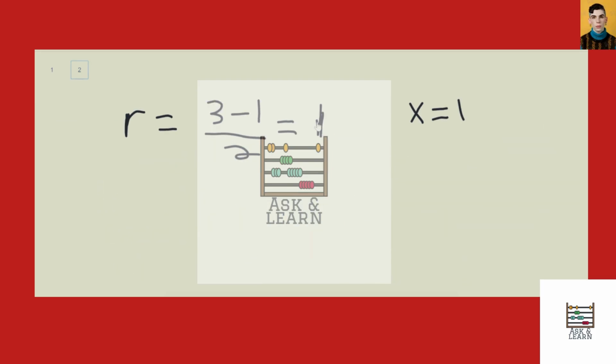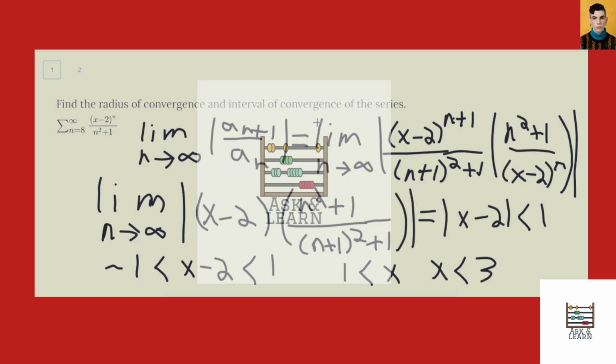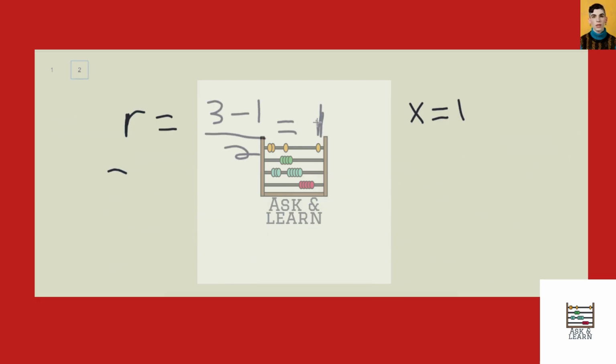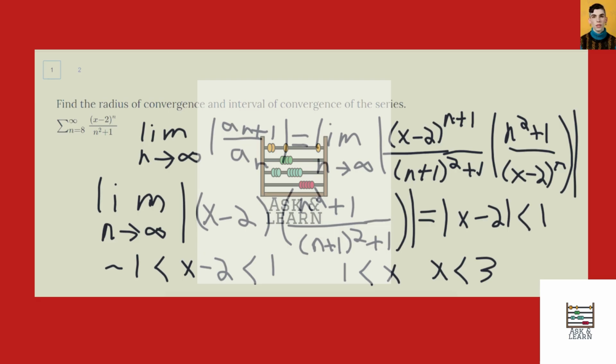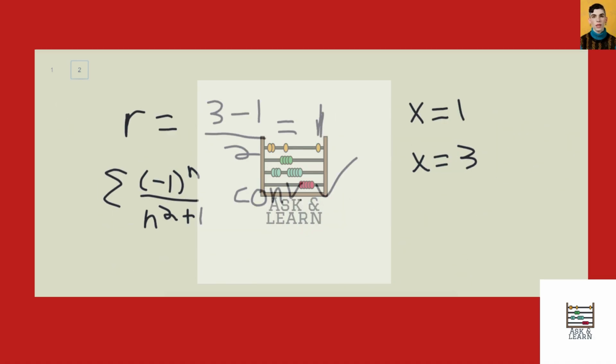So when x is equal to 1, if we plug in 1 here, we have (minus 1) to the n divided by n squared plus 1. And this is going to converge by the alternating series test. So that's good. And the other thing we're wondering about is x equals 3. So if we plug in x equals 3 here, then we get (3 minus 2) to the n. So that's 1 to the n. 1 to the n is just 1. So we would get the sum of just 1 over n squared plus 1.